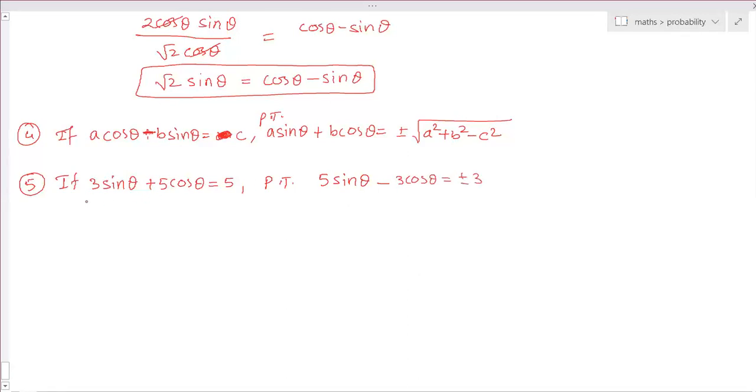Ma'am, now a cos square theta plus b sin square theta, can I write that as 1 or no? No, you cannot. After adding the squares of both the sides, take a square common. And then cos square theta plus sin square theta you will get. Then you can write that as 1.